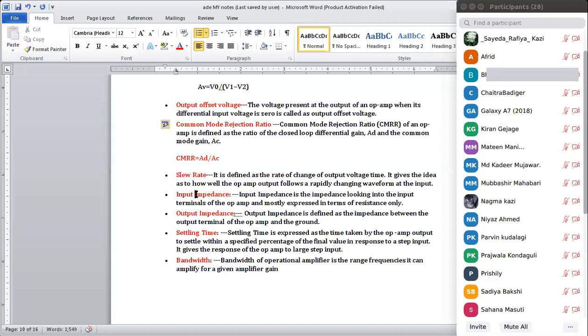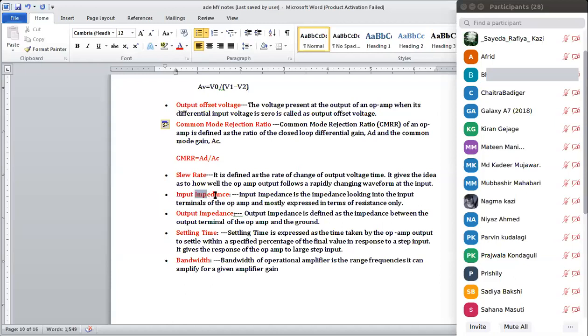Then input impedance. This is the impedance present at the input side, or input terminals. We have two input terminals, one inverting and one non-inverting. Here it is simply expressed as a resistance. Impedance is also called resistance.